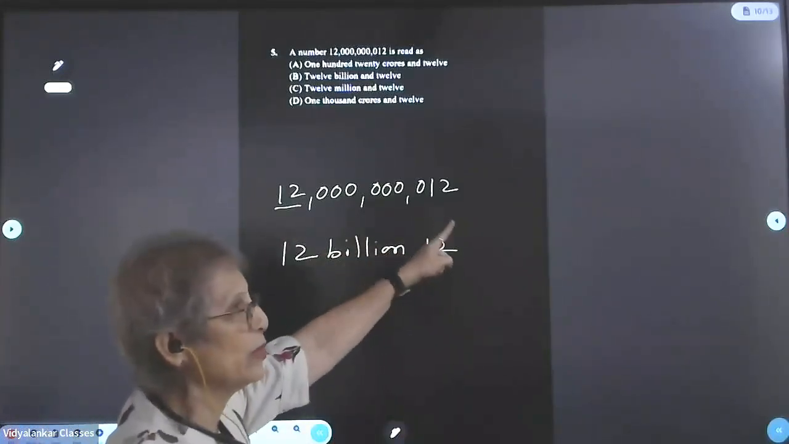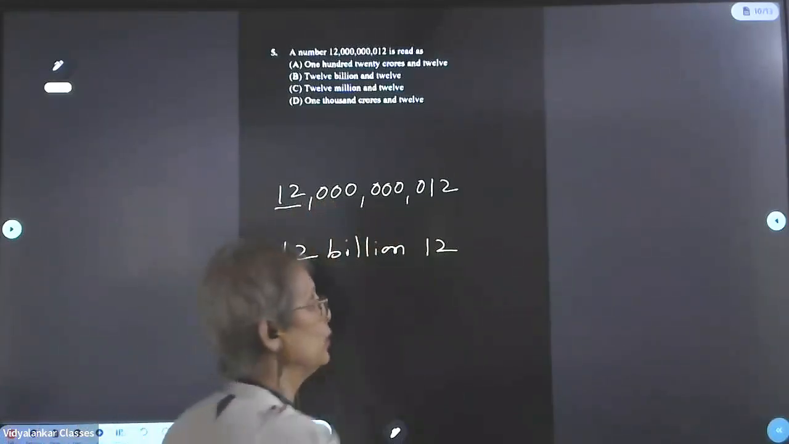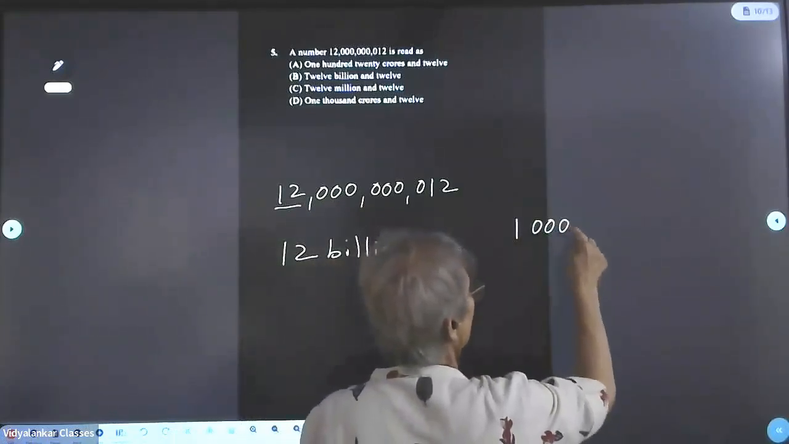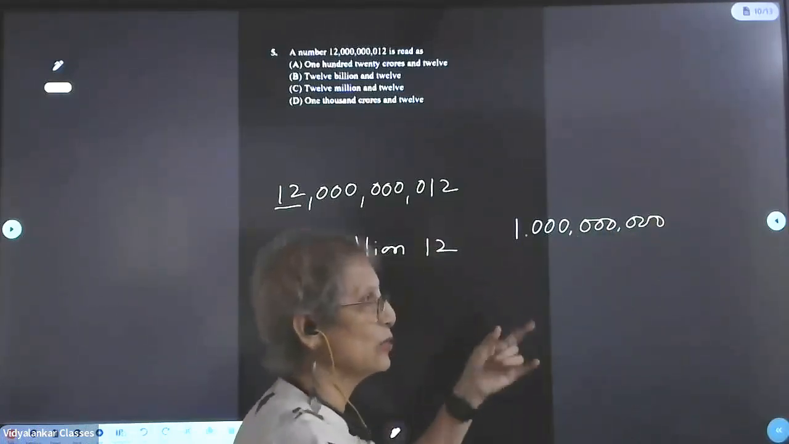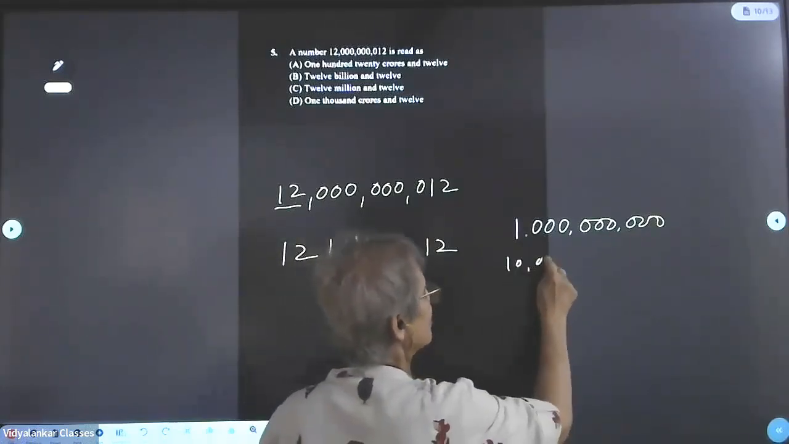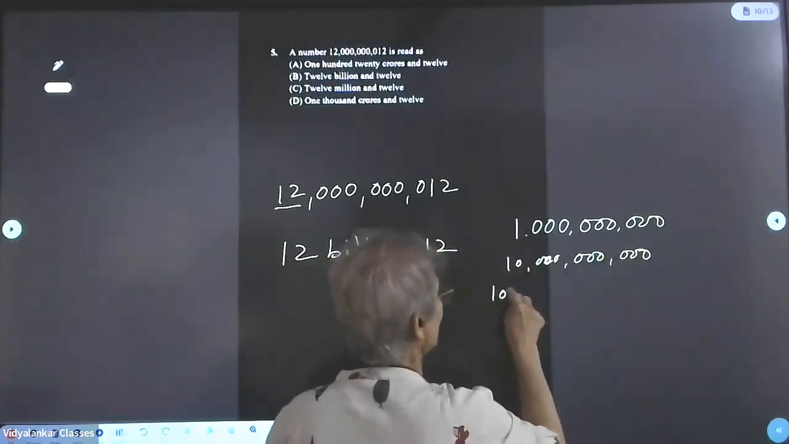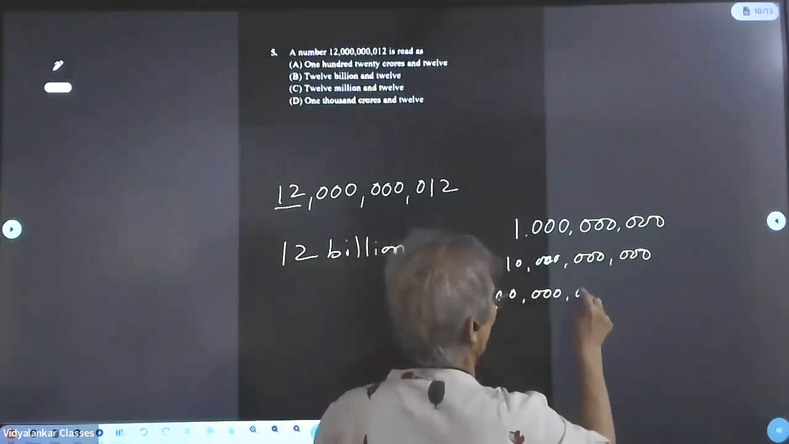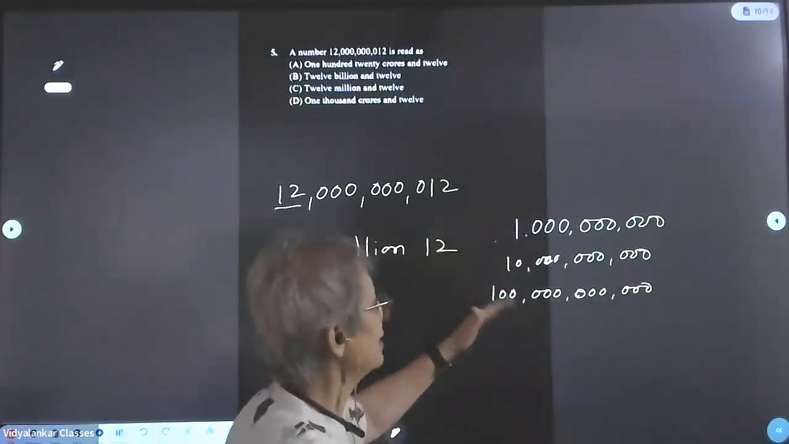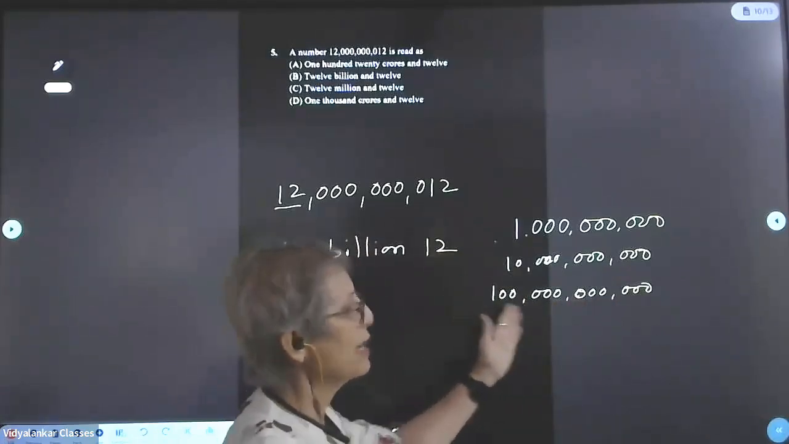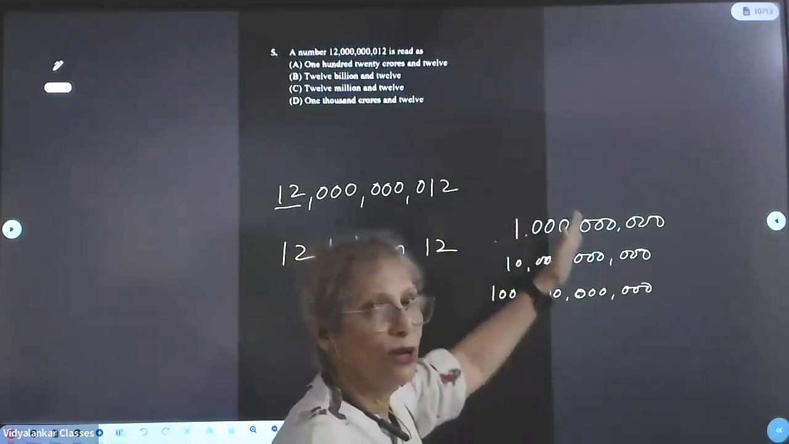Once again, see the count, the number of digits. 3, 3, 6, 3, 9, 10, 11 digits. As I have told you, billion starts with 10 digits. This is your billion. 10 digits. So 10, then 11, then 12. All these are billions. This is 1 billion, 10 billion, 100 billion. Count the digits. They are 12 digits. So 10, 11, 12. All these are billions.